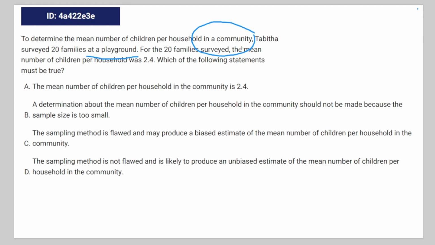Now, this is no longer a random sample of the community. This is a random sample of people at a playground, because not everybody in a community would have a reason to go to a playground. So it's no longer random. Therefore, C, the sampling method is flawed and may produce a biased estimate of the mean number of children per household in the community, is the correct answer.